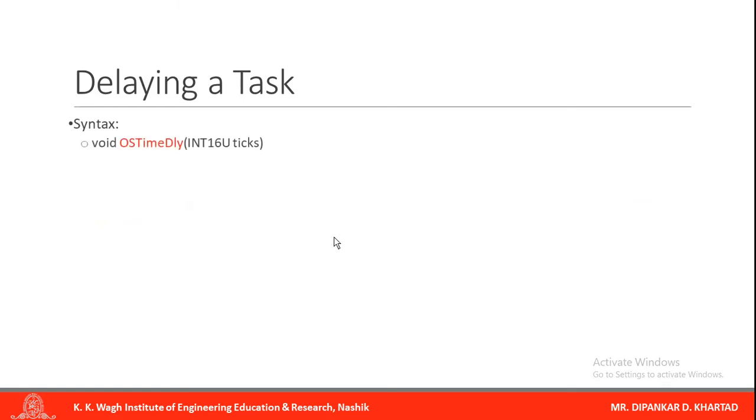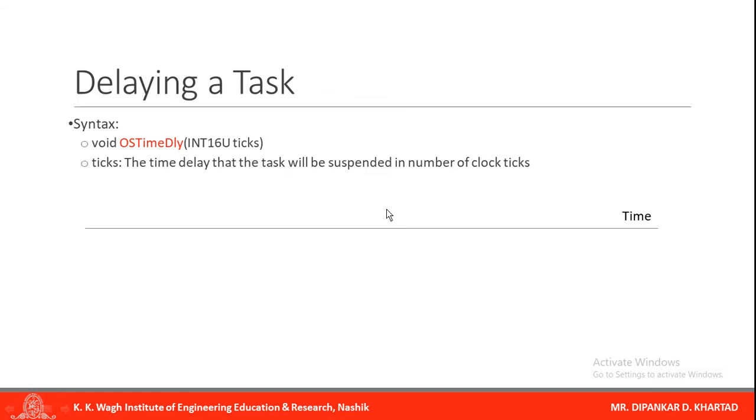Now the syntax is void OSTimeDly. In this function we have to pass an unsigned integer of 16 bits, that is the number of ticks. We have to pass the number of ticks to this function. So ticks, what is the meaning? It is the time delay, the number of clock ticks for which the task will be suspended. If you are passing one tick, that corresponds to 1 millisecond, 2 millisecond. Okay, one tick corresponds to 10 millisecond.